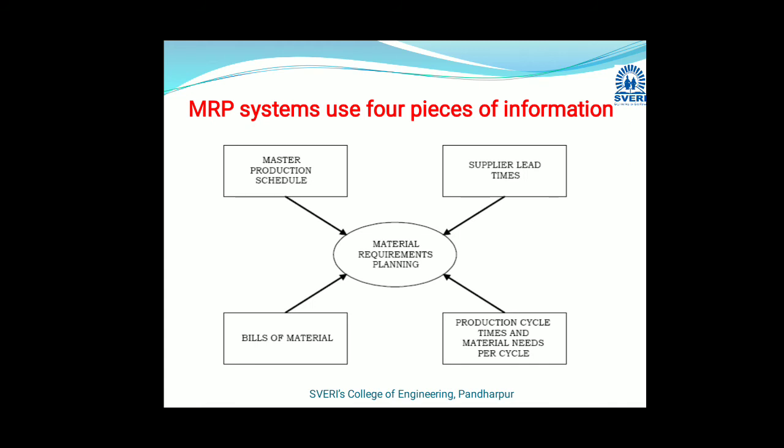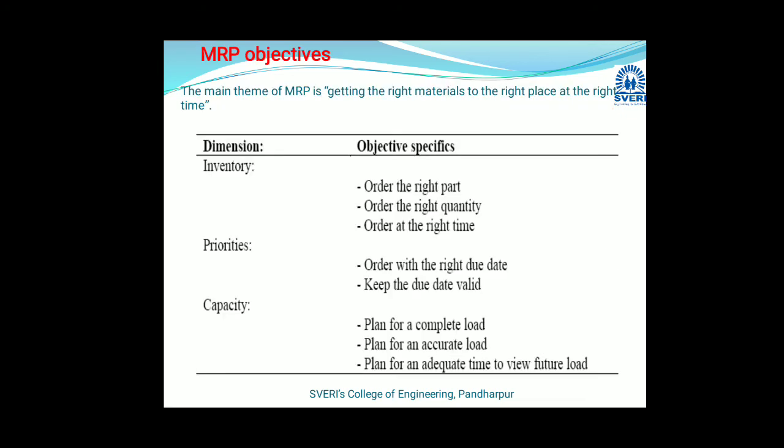You can see here the MRP information chart. The first part is master schedule planning, then bill of material, production cycle time, and last supplier lead time, which we have discussed. Next, you can see an overview of the MRP objectives. What is the main objective of MRP? The first dimension is inventory. We want to reduce the inventory in MRP. In the master production schedule planning, we have to plan so that we get more profit. In inventory, we have to order the right part, order the right quantity, and order at the right time.